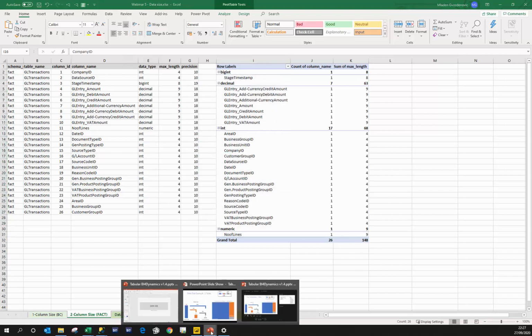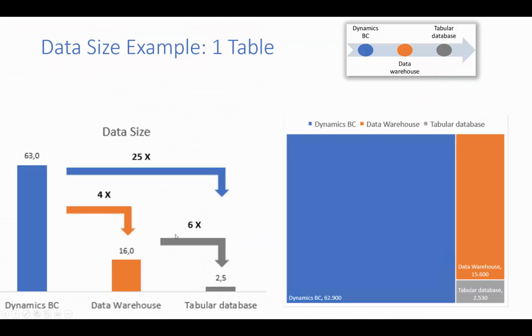Further, Analysis Services applies a 6x compression, shrinking the data size to 2.3 gigabytes in a tabular database. And this is not so good. This compression is not good. We can easily expect 10, 20, 50, or even 100x compression.